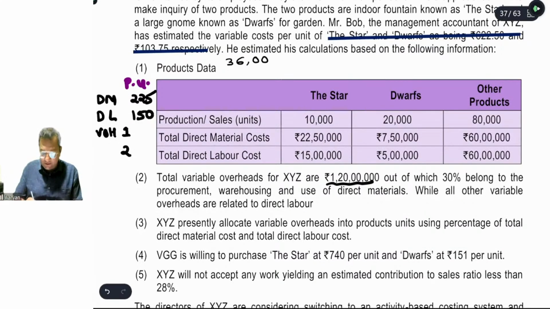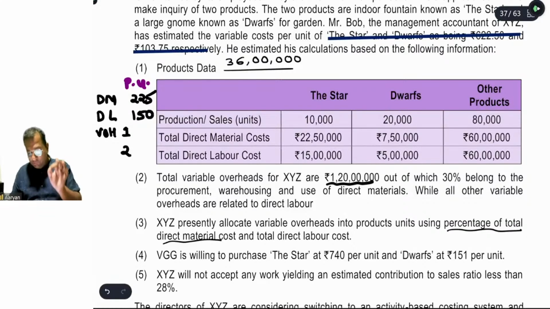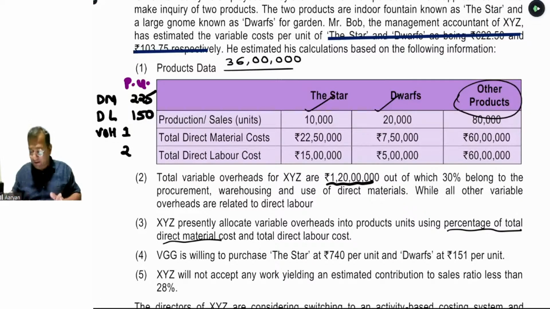And what is the recovery base for 36 lakh? It's percentage of total material cost. And now the most common error is we assume, without reading the question properly, that this is the first product, this is the second product, and this is the total of first and second. My dear student, in this particular question, the question setter is very clever. It is the first product, it is the second product, but it is not the total, it is the other product.